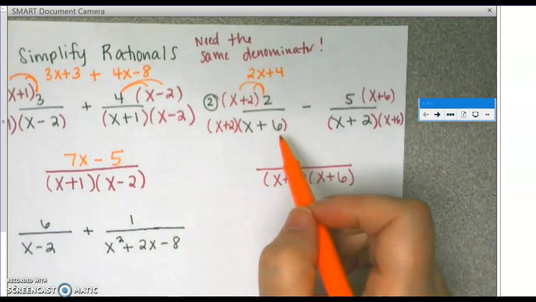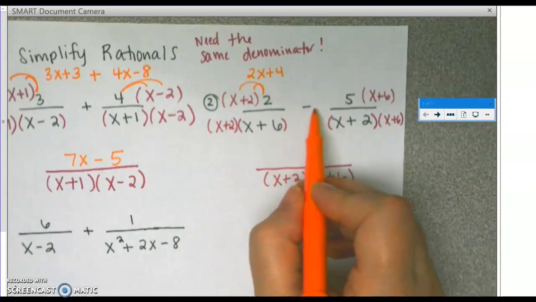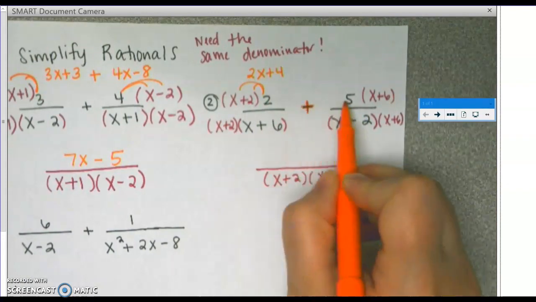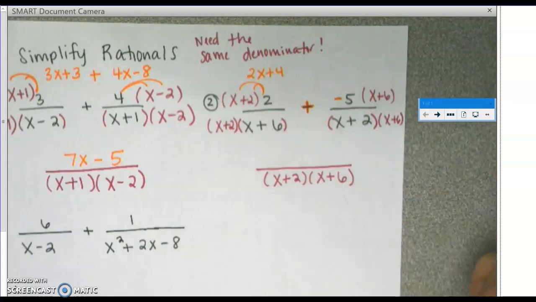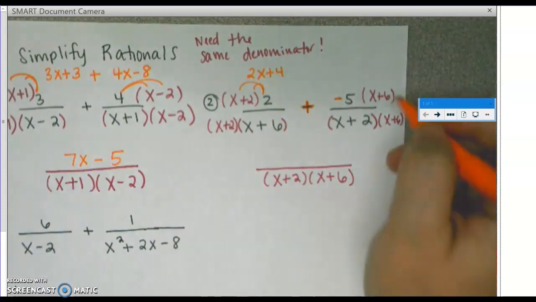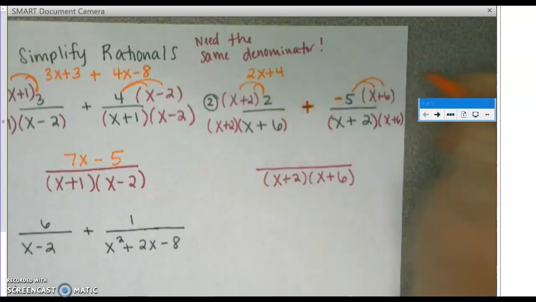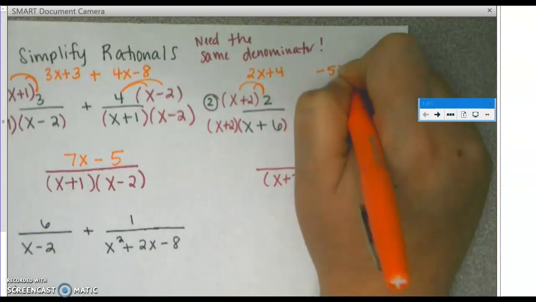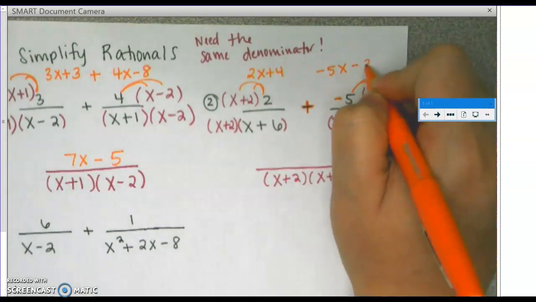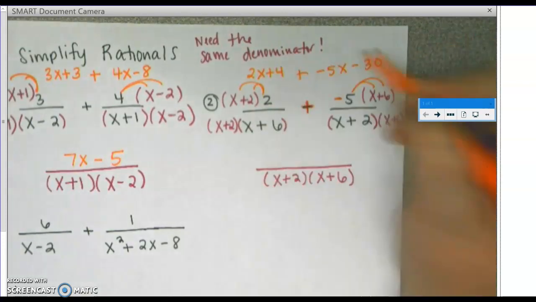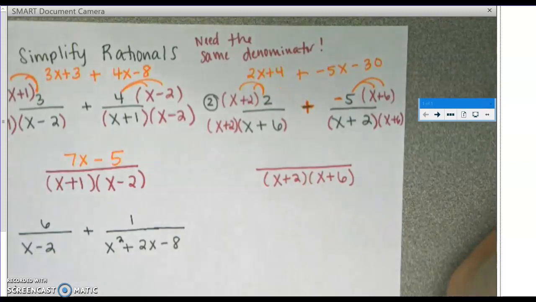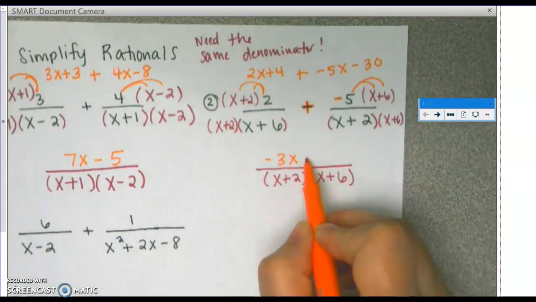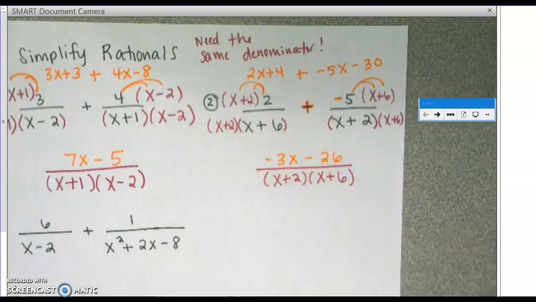And this one, what I like to do when I'm subtracting is change that to addition and put the negative on the numerator. This way, it helps me remember to distribute that negative sign. So that would be minus 5x minus 30. And now I can combine like terms. So that would be negative 3x minus 26.